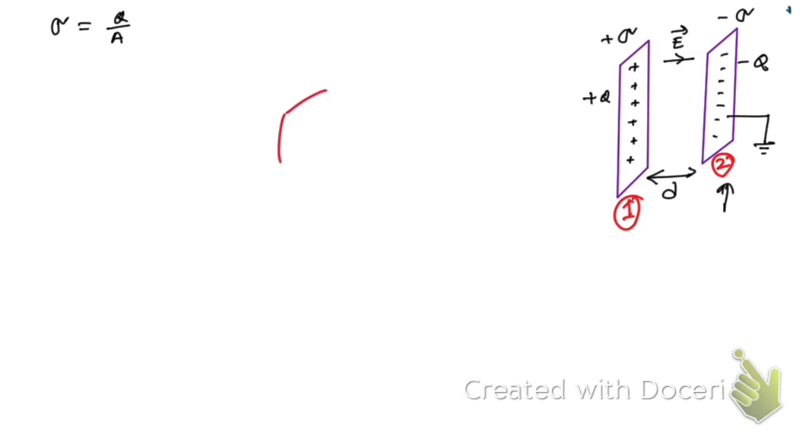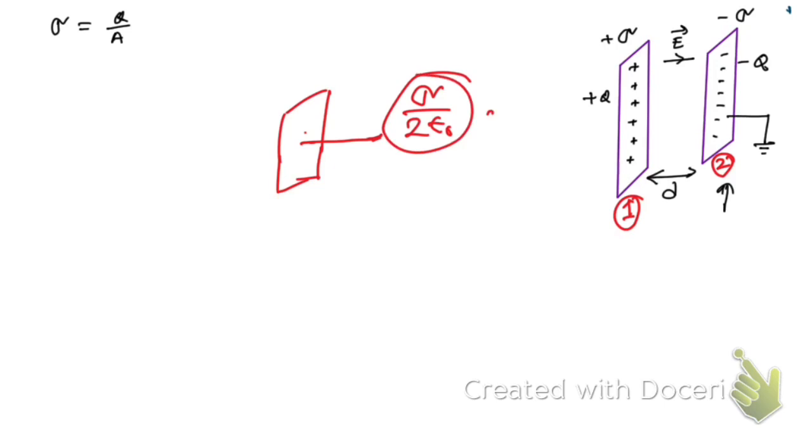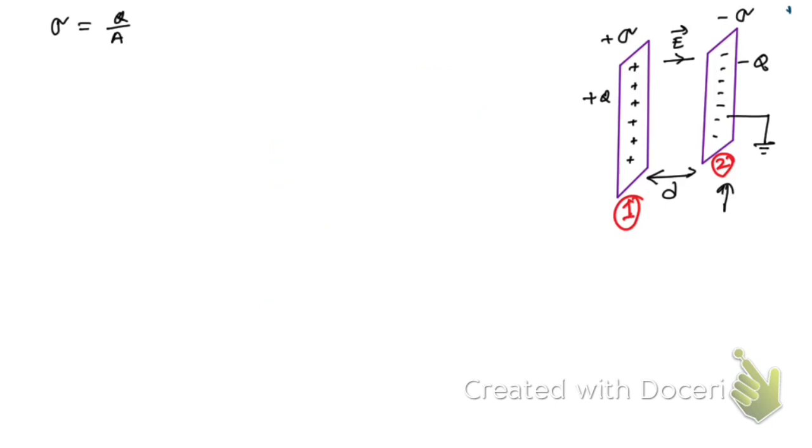We know that the electric field at a point due to a charged plate is given by sigma by 2 epsilon naught. So here we have two plates. What will be the electric field between these two plates? Due to one plate, this is the electric field. So due to two plates, 2 into sigma by 2 epsilon naught. The 2 cancels, and we get sigma by epsilon naught.